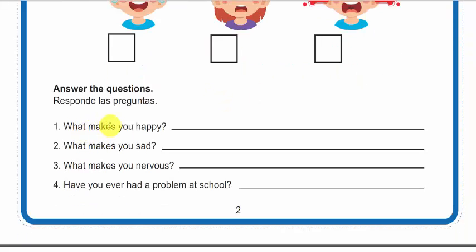Question number 1. What makes you happy? Pregunta número 1. What makes you happy es ¿qué te hace feliz? What makes you sad? ¿Qué te hace o qué te pone triste? Number 3. What makes you nervous? ¿Qué te pone nervioso? And question number 4. Have you ever had a problem at school? ¿Has tenido algún problema en la escuela?